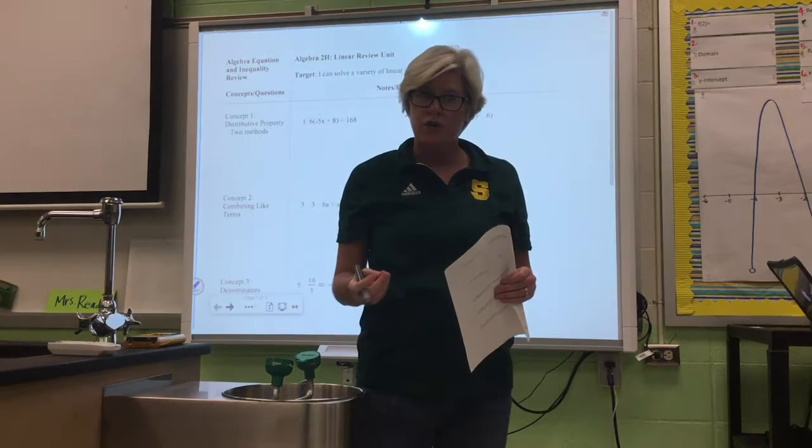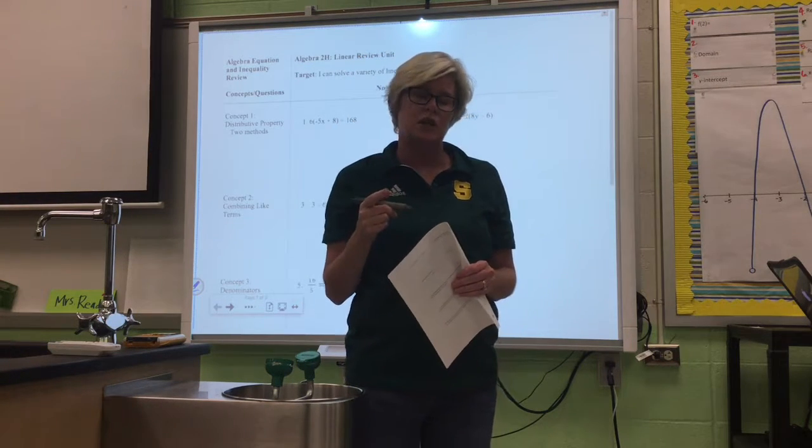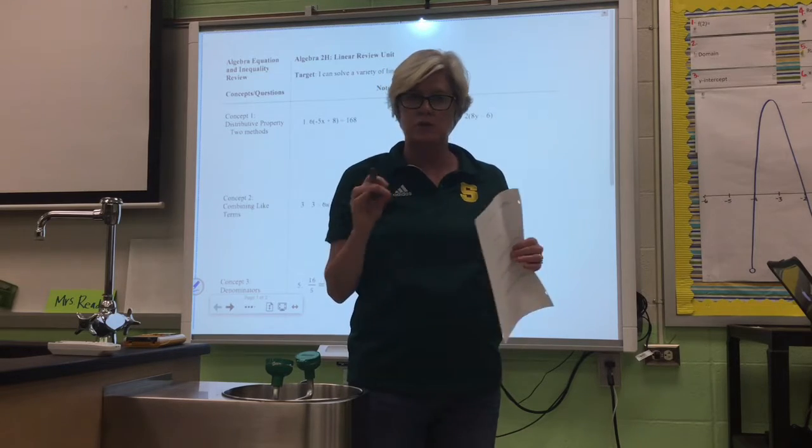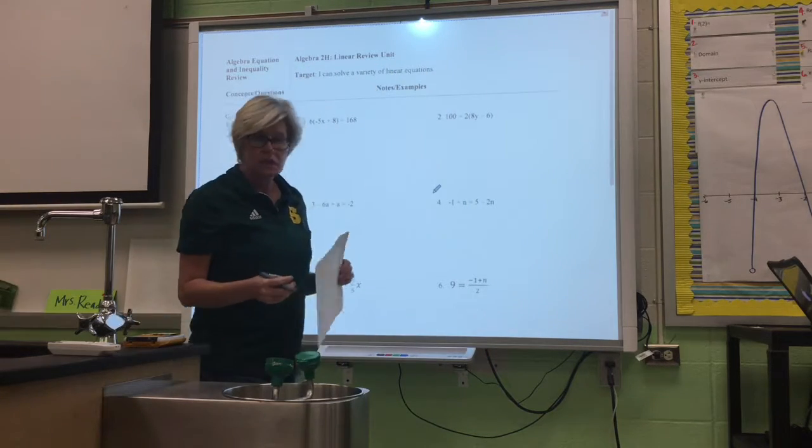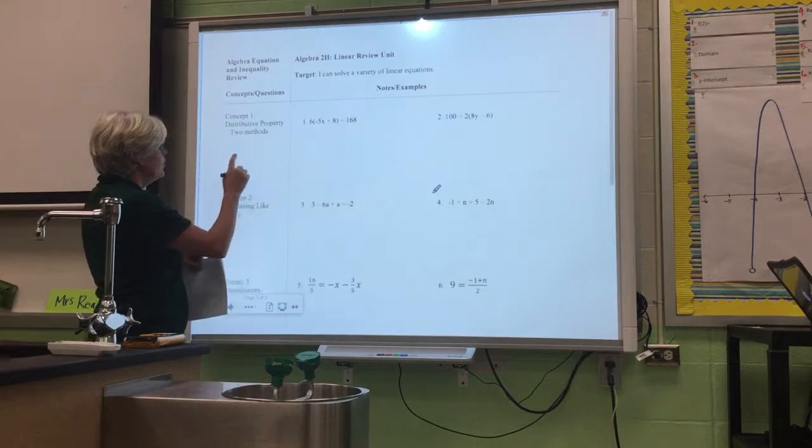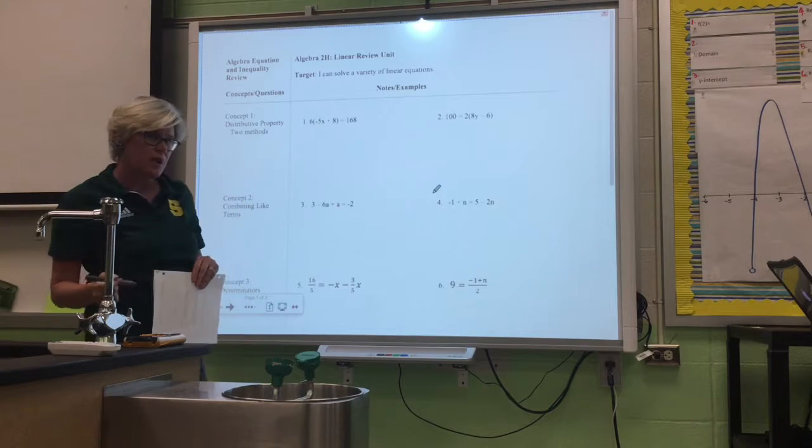This lesson is going to cover our first section in the equations unit. So we're just talking about solving equations today. Hopefully a lot of this will be reviewed for you. The first concept is distributive property.